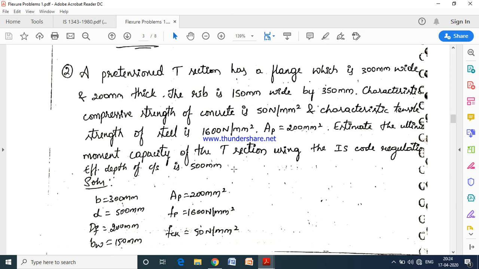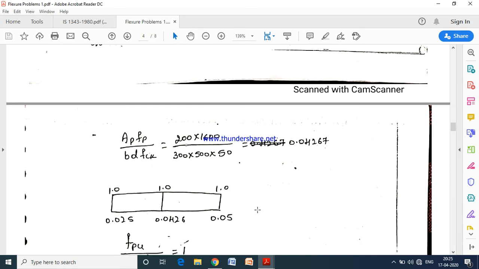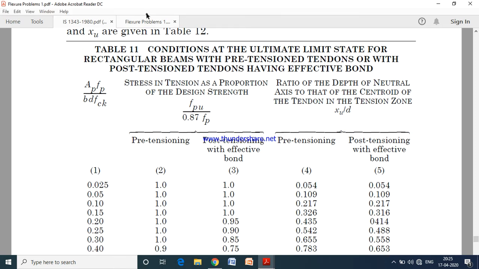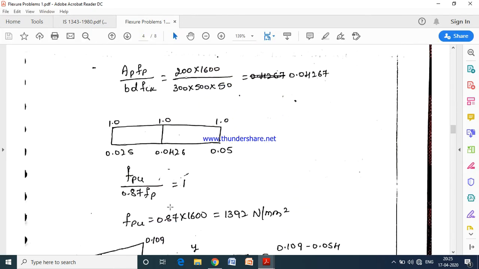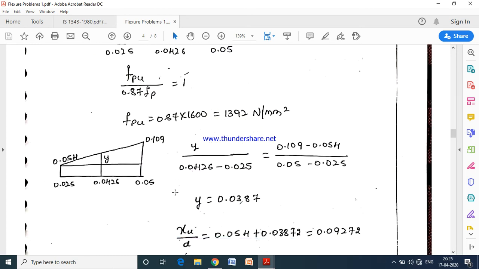So again it is pre-tensioned T section, that means it is bonded flanged section. So this is the given data. First step is finding effective reinforcement ratio AP FP by BD FCK. On substituting we will get 0.0464267. Refer code book 0.04. It lies between these two values, 0.025 and 0.05. So for both we have 1. So FPU by 0.87 FP value will be 1. FPU is 1392 Newton per mm square.